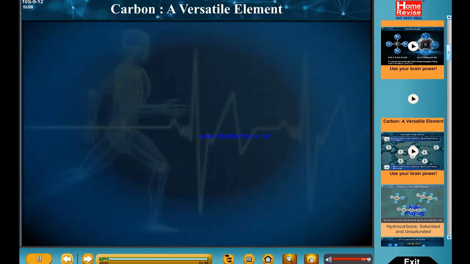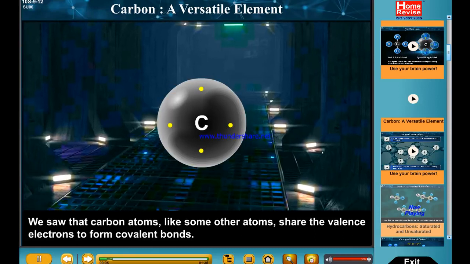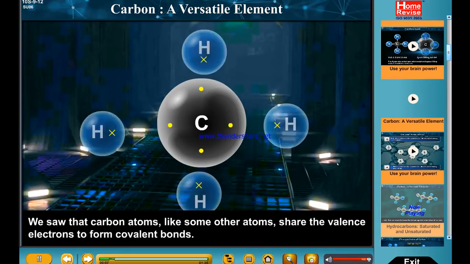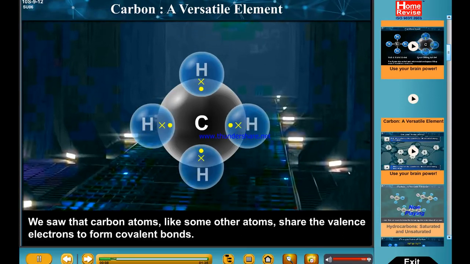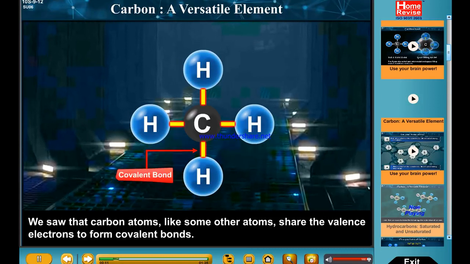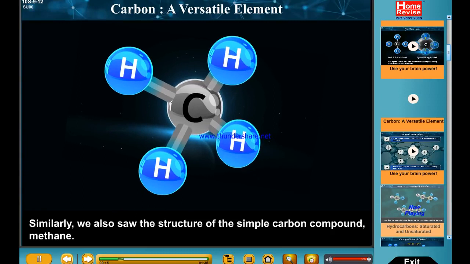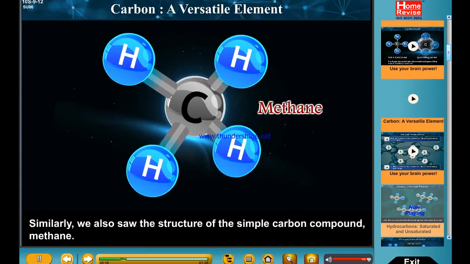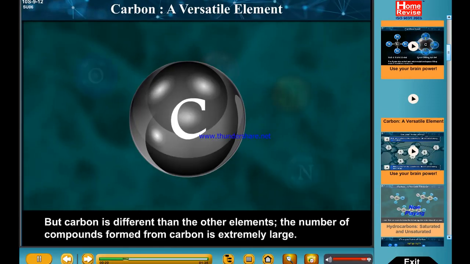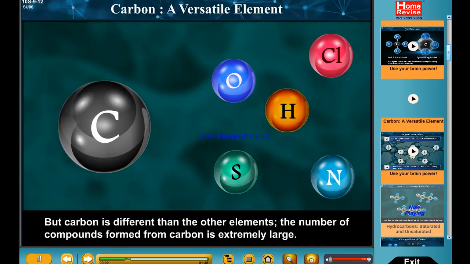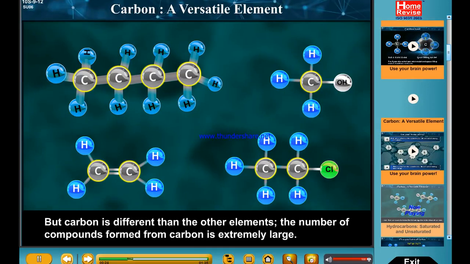Carbon, a versatile element. We saw that carbon atoms, like some other atoms, share the valence electrons to form covalent bonds. Similarly, we also saw the structure of the simple carbon compound, methane. But carbon is different from the other elements. The number of compounds formed from carbon is extremely large.